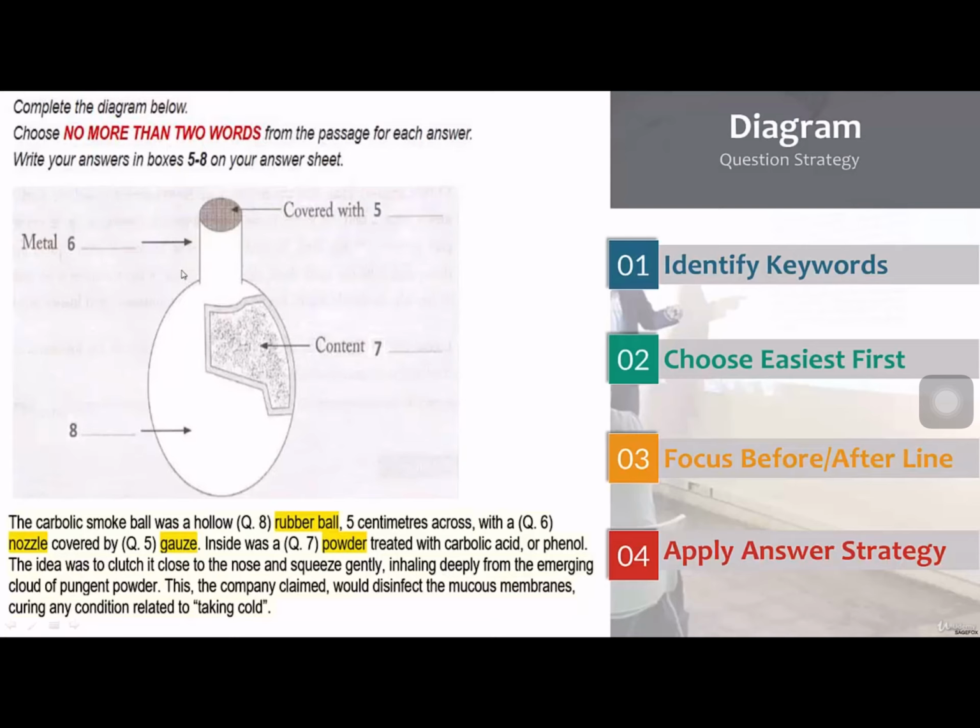Now, number 5 would have been the easiest one to find because it says covered with. And here it says what? Covered by gauze, right? Covered by gauze. So if you find number 5 first, and you find that that's gauze, you know number 5 and number 6 have to be close together. And then number 7 is showing you what's on the inside. That's why they have it cut out like this. It's showing you what's on the inside. So when you're looking at the language of the paragraph, you're looking for what they're saying on the inside. It says inside was powder.